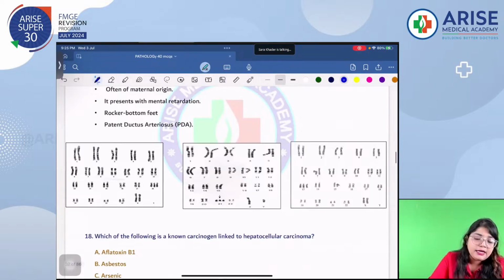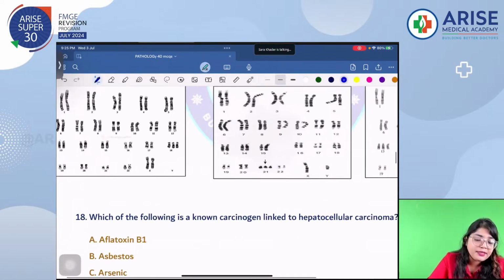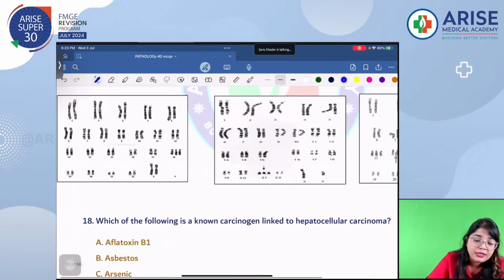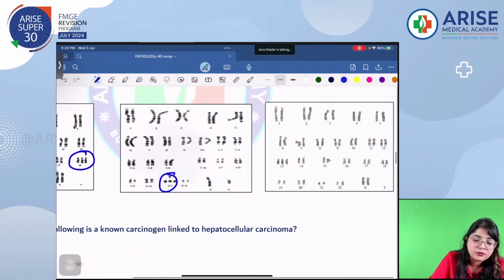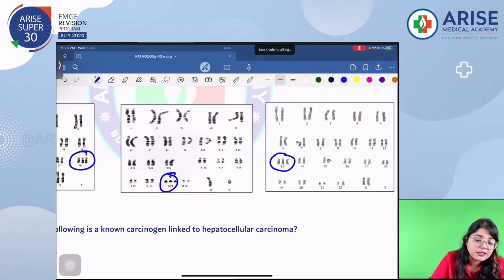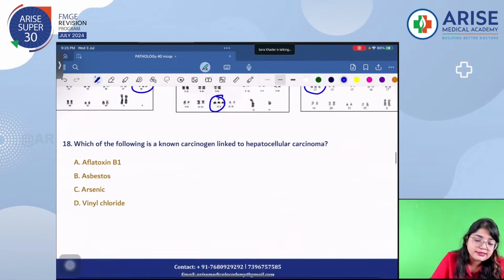Okay? Edward and Patau, if you see karyotyping done at metaphase, very, very important. What is this? If you can see, this must be Edward, trisomy 18. Then you have trisomy 21, which is Down, and trisomy 13, which is Patau. Okay? Look at the next question.